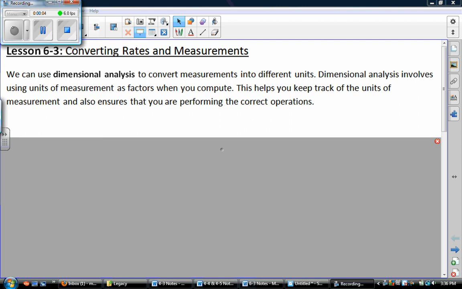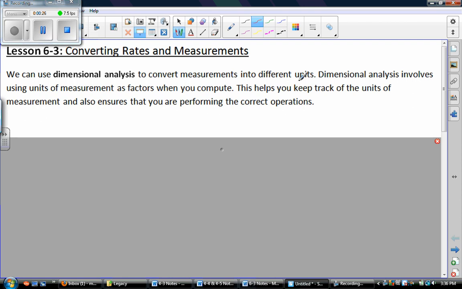Okay, this is lesson 6.3, converting rates and measurements. So we can use dimensional analysis to convert measurements into different units. Dimensional analysis involves using units of measurement as factors when you compute. This helps you keep track of the units of measurement and also ensures that you are performing the correct operations.